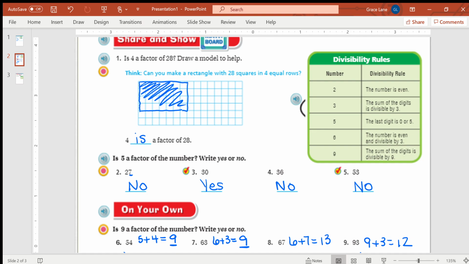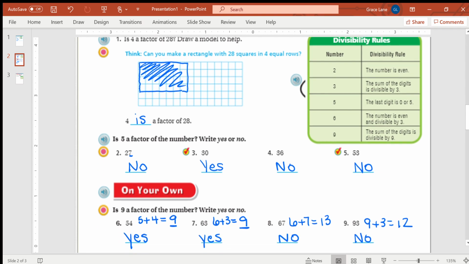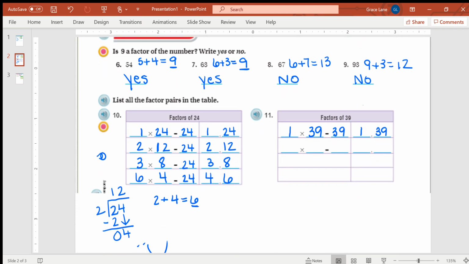It says the sum of the digits is divisible by 3. So if you take the digits 3 and 9 to make 39 and you add them, 3 plus 9 is 12. The sum is 12. Can 12 be divided by 3? Yes, because 3 times 4 is 12. So that means that 39 is divisible by 3. So that means that the next factor pair has a 3 in it.